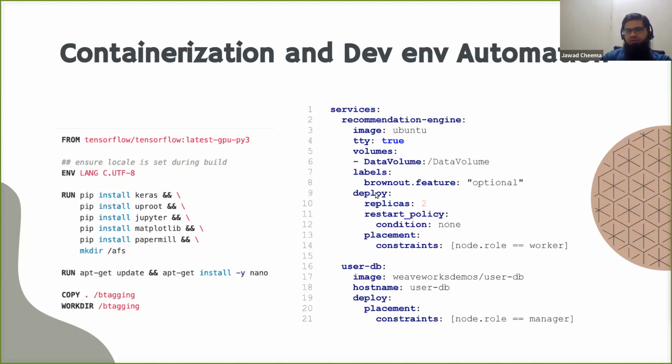Then you have labels that can be used, and then deployment, you can see here it is stating replicas. So when you do Docker Compose up, it will actually spin up two replicas. So even in your development environment, you can simulate your production environment where you have replicas and auto scaling, right? And you can continue to do that for production environments.